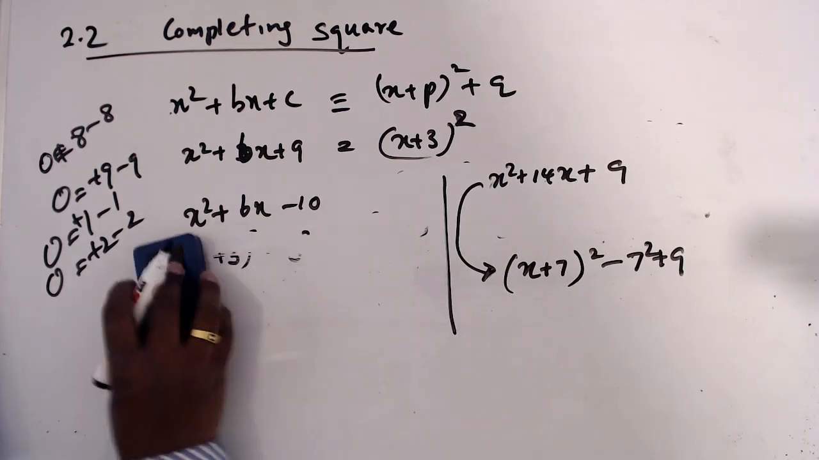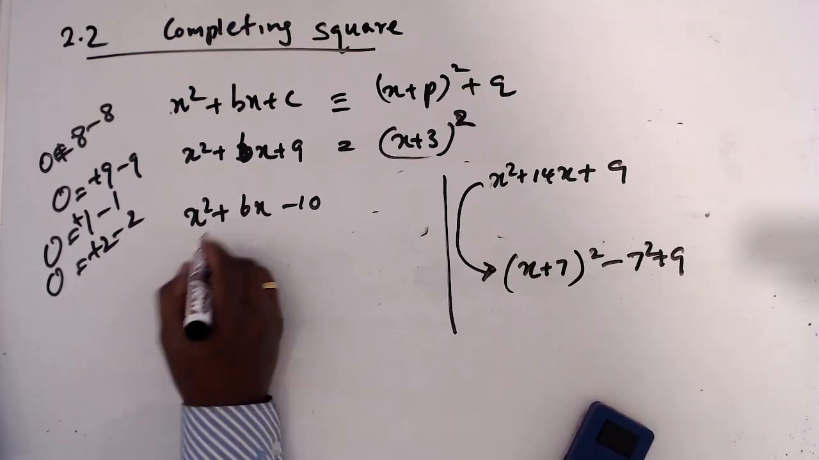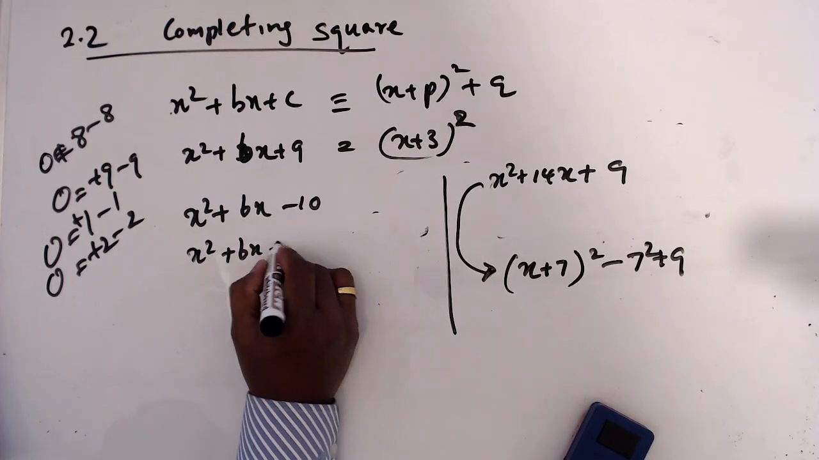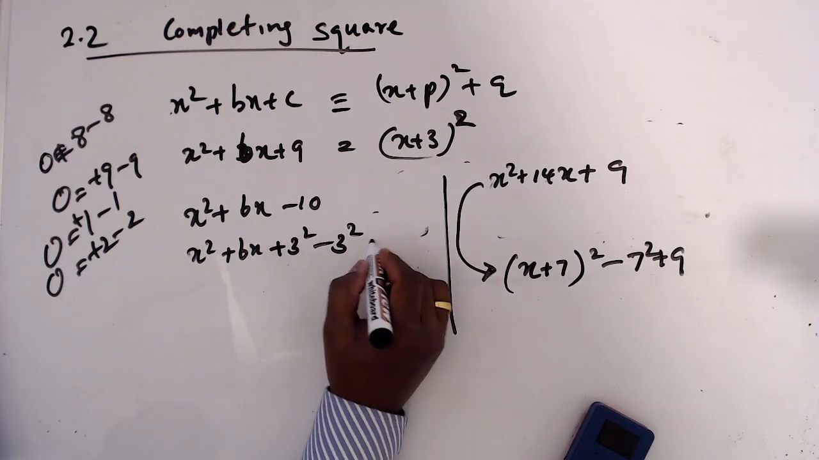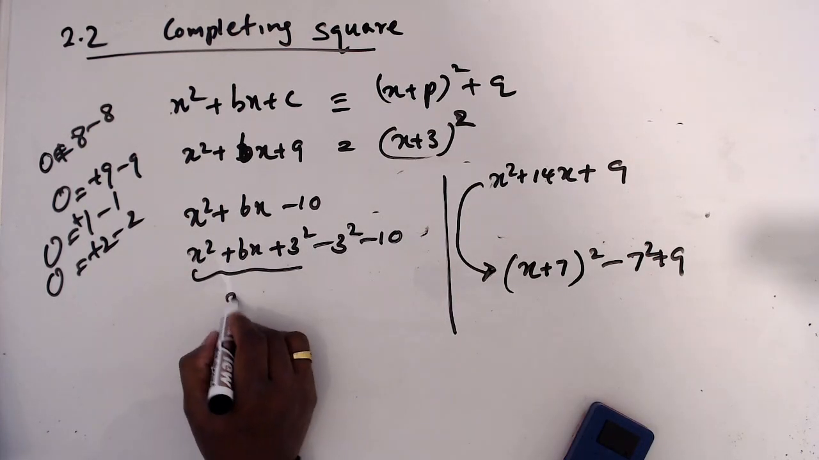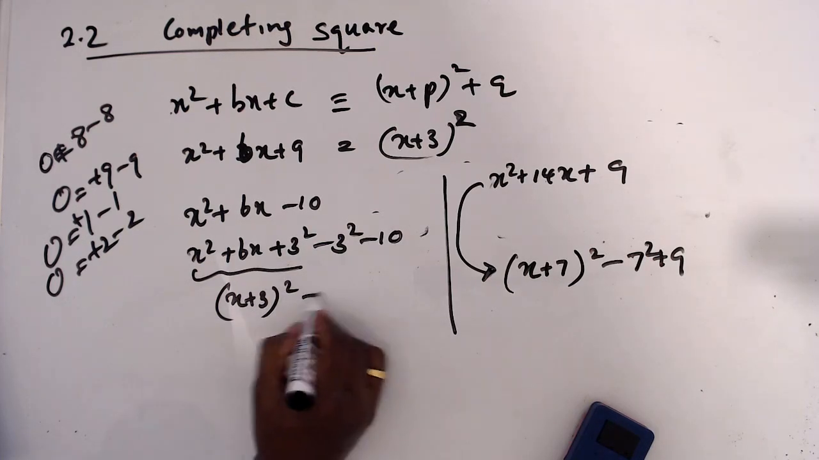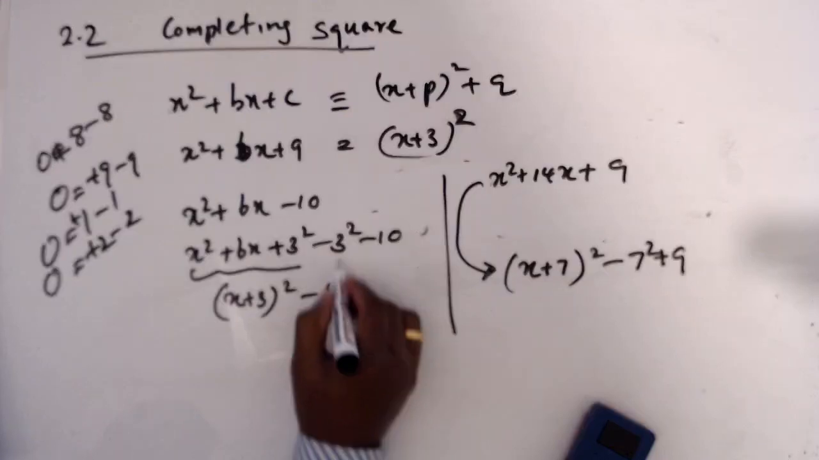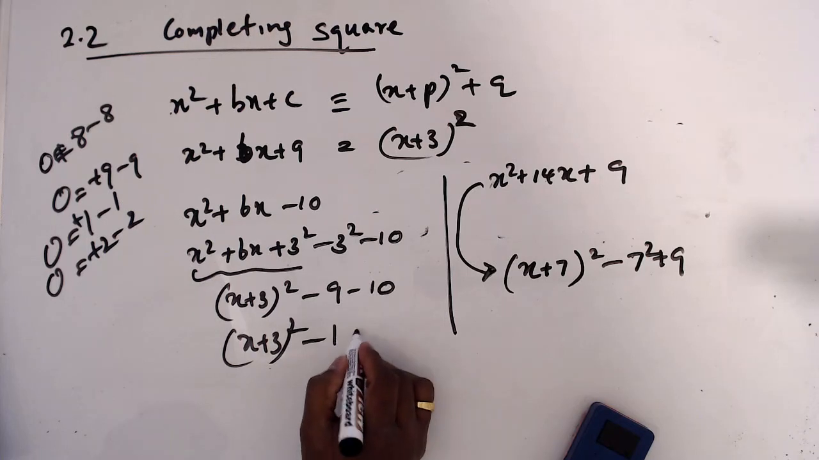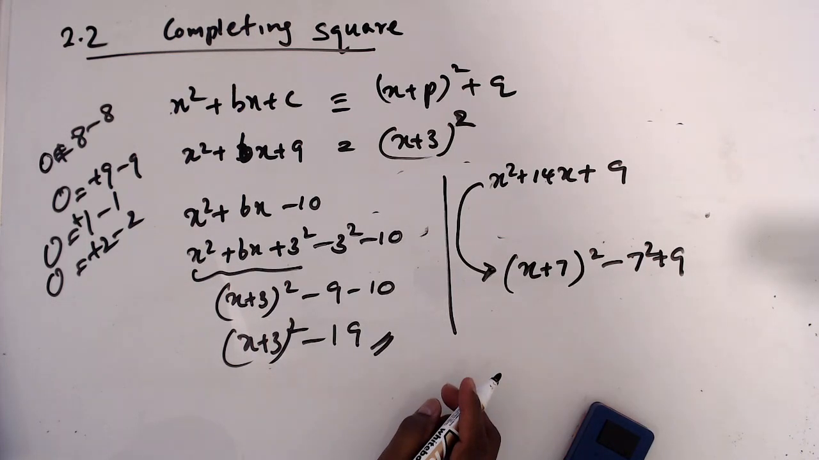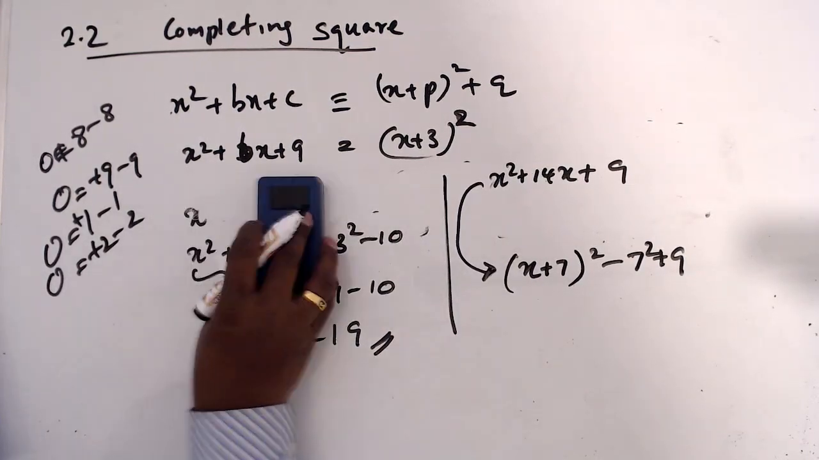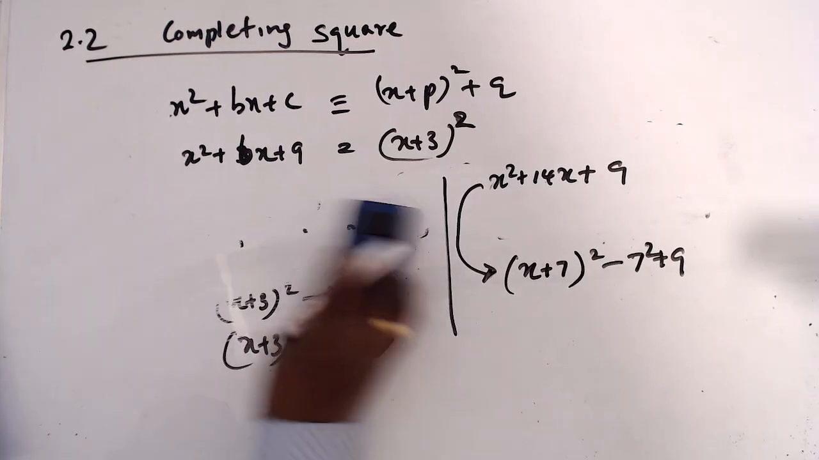If you are not sure, you can still work like this. x square plus 6x, half of 6 is 3, you add 3 square, you minus 3 square, minus 10. So this is going to be x plus 3 square minus 9, 3 square, and minus 10. x plus 3 square minus 19. I'm going to delete this.